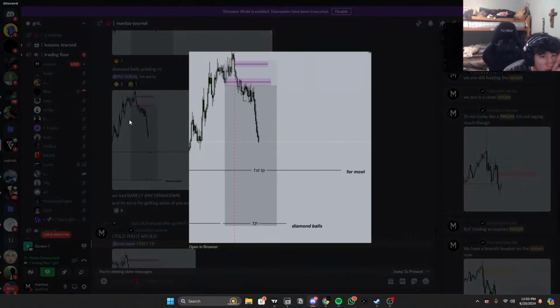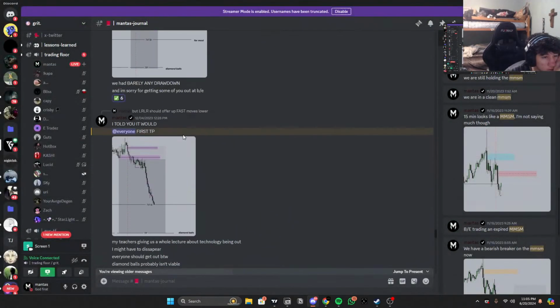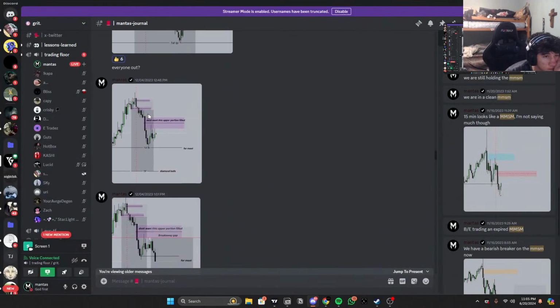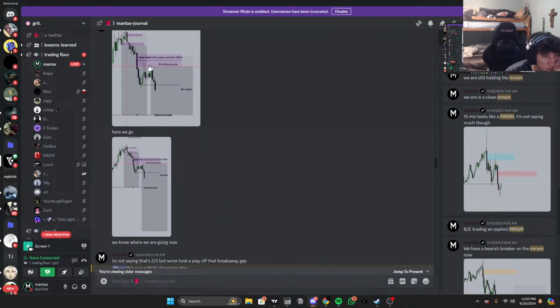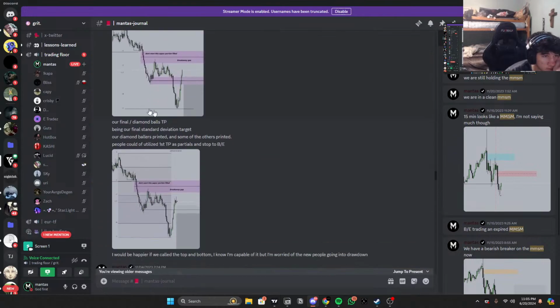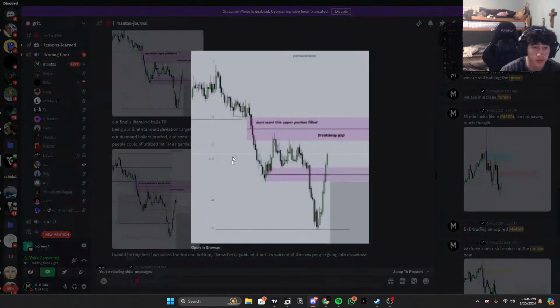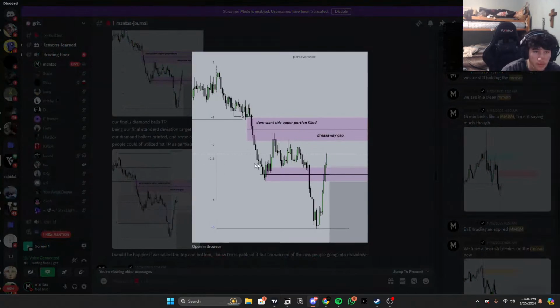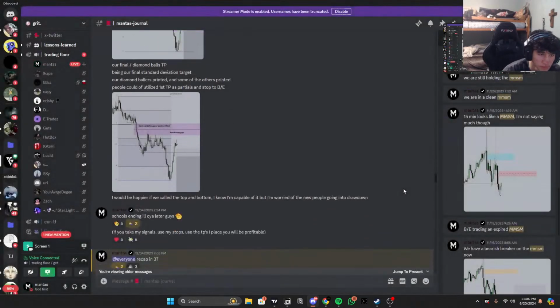First take profit. Retrace directly off of it. This is re-entry right here off the breakaway gap. I should start trading off breakaway gaps again, but yeah, we targeted our max expansion. We close below it, we retrace to the breakaway gap, initial short, don't want the upper portion filled. Shorts off this, target our 5th standard deviation. Perfect reaction off of it.